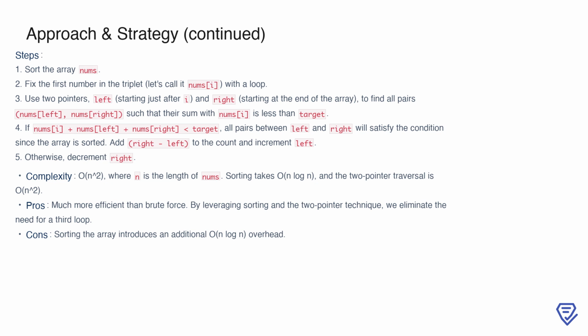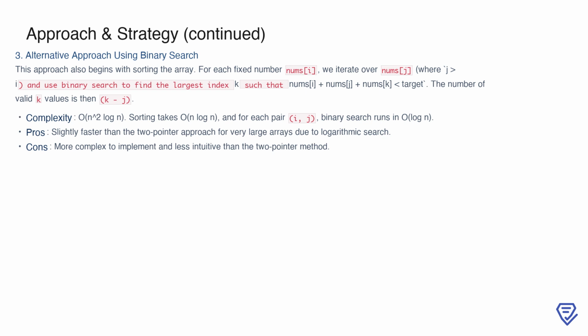We can then add the count of those pairs to our result and move the left pointer forward. On the other hand, if the sum is greater than or equal to the target, we decrement the right pointer to try smaller numbers. This approach drastically reduces the number of combinations we need to consider, bringing the time complexity down to n squared.